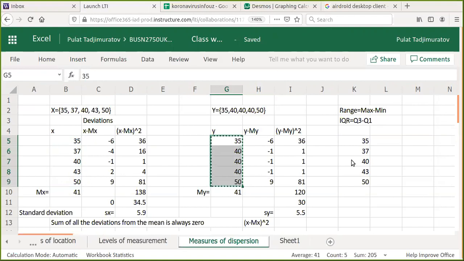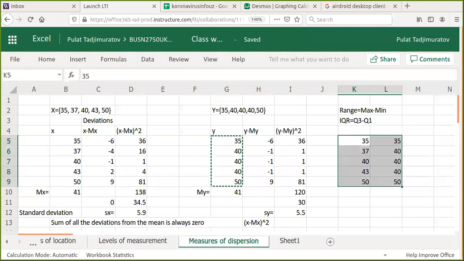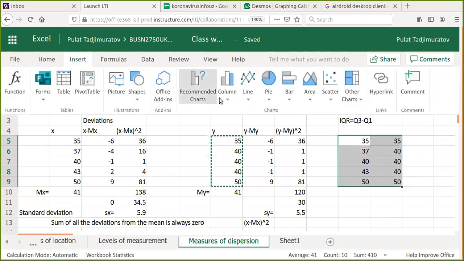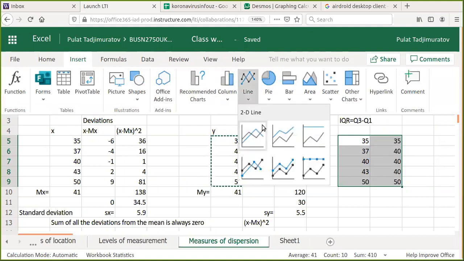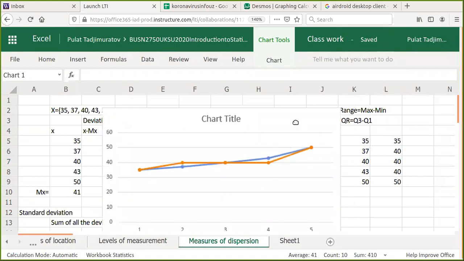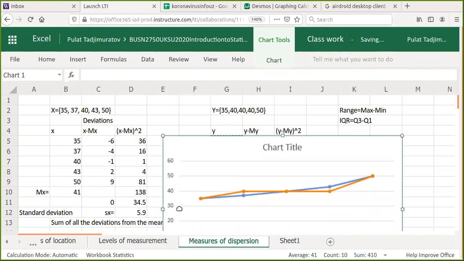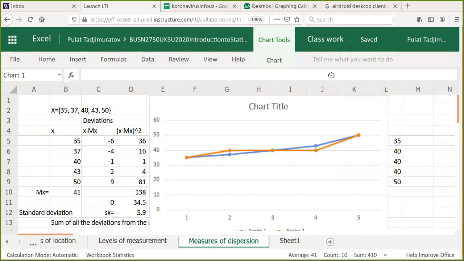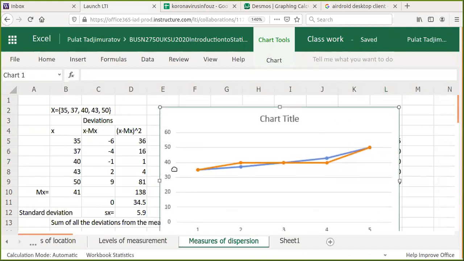Okay, and this one too. And now we will put a line graph here, with points, I guess. Yeah, so you see, these two start and end at the same points. They have the same center. They span the same space from 35 to 50, but they are different. One of them is changing more than the other.